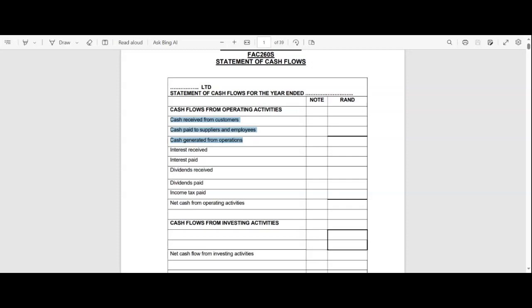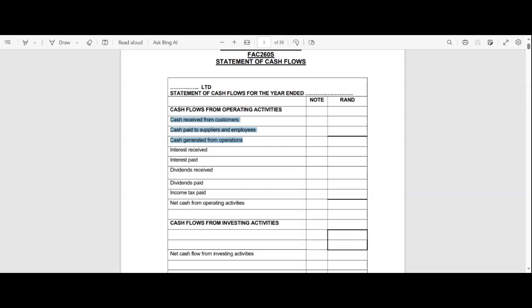I know I'm repeating this now for probably about the fourth time. So it's our wheelings and dealings with our customers, and it's our wheelings and dealings with our suppliers, and also our remuneration paid to our employees.